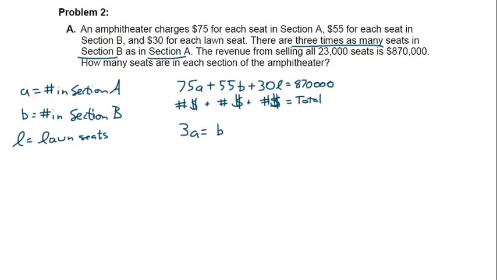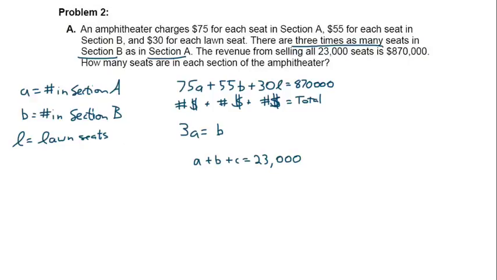Well, if there are 23,000 seats, that means if I add up all of the number of A's, remember A, B, and C represent the number, not the dollar sign, the number of seats. So if I add up the number of A's, plus the number of B's, plus the number of C's, I will get all of the seats. There are 23,000 seats. Okay, that's how I got those three equations.